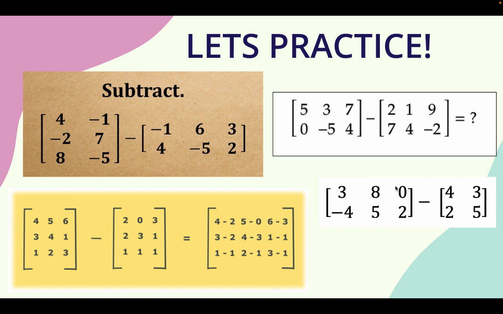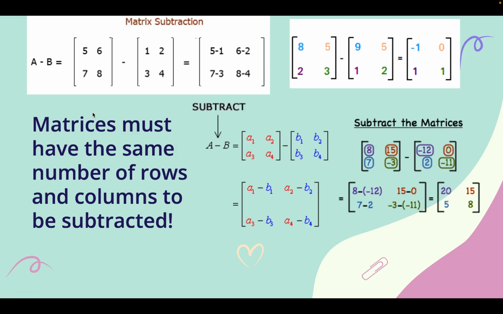And one thing, what would this be? If you didn't figure it out, this actually isn't even possible, because here we have a 2 by 3 matrix and here we have a 2 by 2 matrix, and they don't have the same dimensions, therefore you can't subtract them, which I've explained here as well.